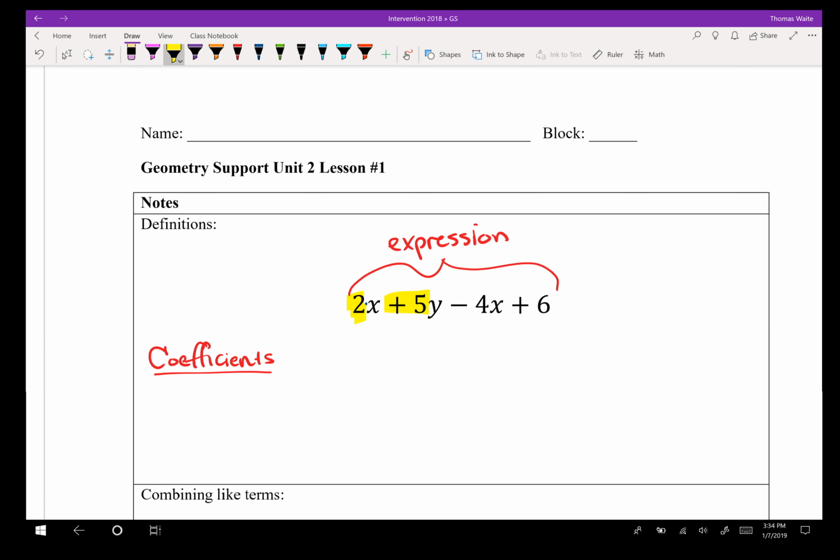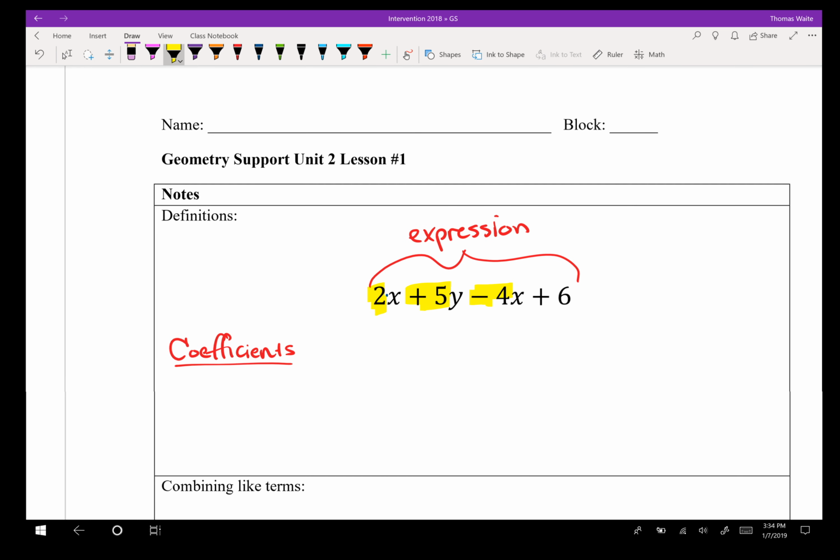Another coefficient is positive 5. A third coefficient in this case is negative 4. And we had to keep the negative on there because it's really a negative 4 that's being multiplied by x. So I'll make note of those. Our coefficients are 2, 5, and negative 4. That's our first definition. The second definition is going to be variables.